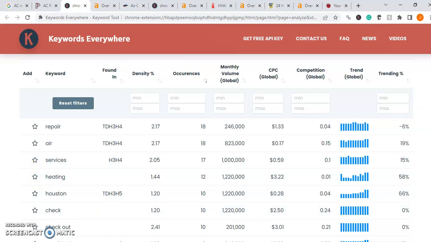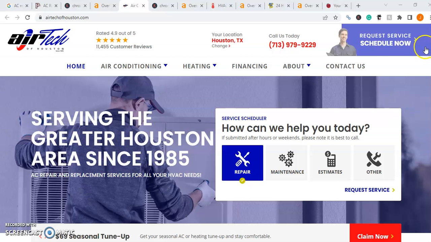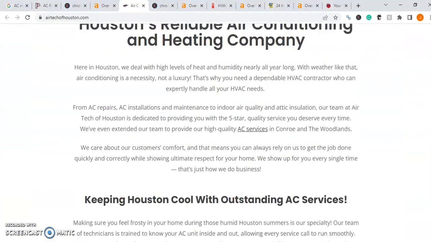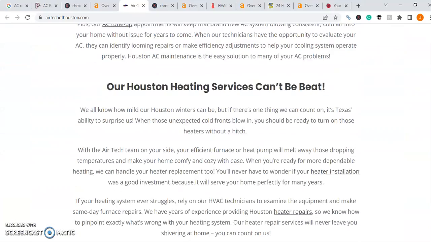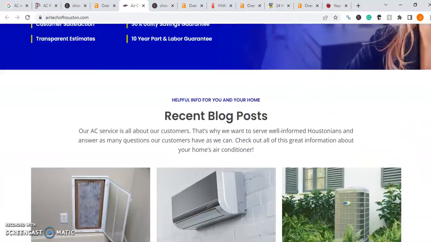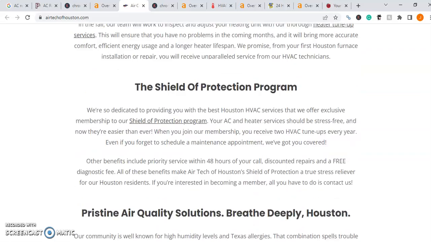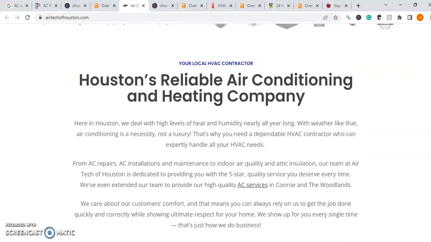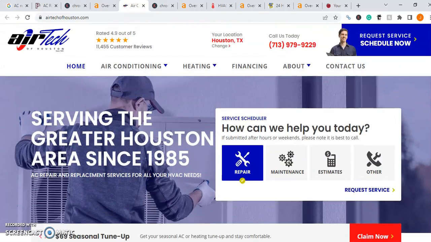Let's take a look at your competitors and see what they're doing as far as keywords go. Air Tech of Houston is the number 1 organically ranking company for AC repair in that area, and let's see why that is. If we go down their website, you're going to see this page is all content. In fact, there's nothing else on this page except for content. So definitely something to think about, and you see the favorable actions of Google when you have this very content-full website because they have over 1,000 words just on this page alone.